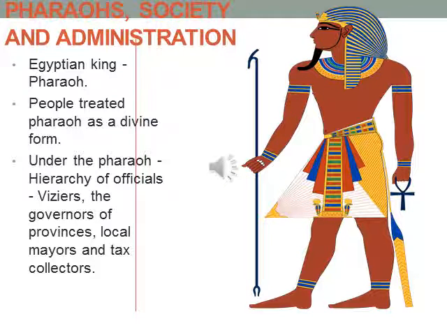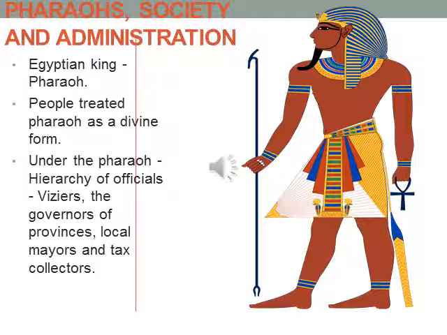Pharaoh's society and administration. So what is a Pharaoh? Who was a Pharaoh? According to Egyptian civilization, the Egyptian king was called Pharaoh. The people of Egypt treated the Pharaoh as a divine form. Divine form means a form like God. So he was divine. He has no death.